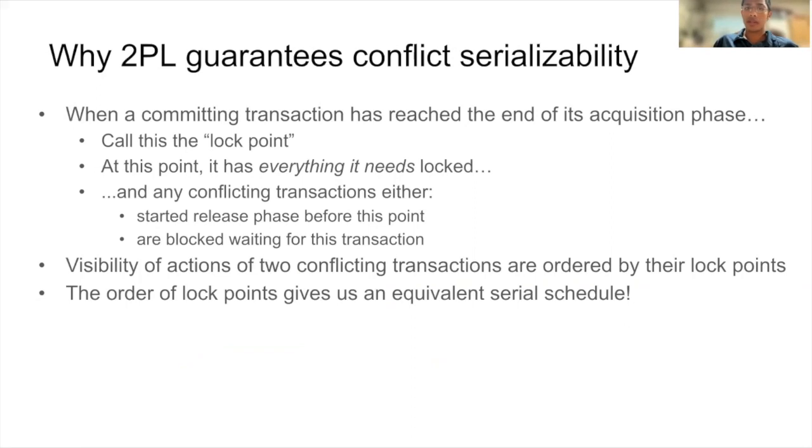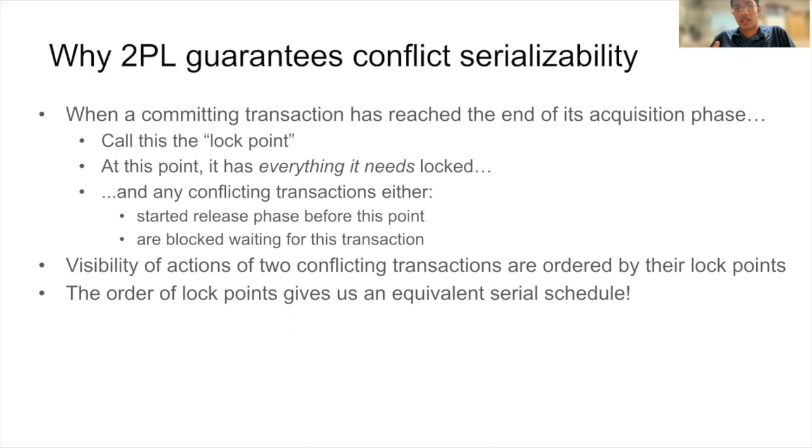So if you think about it, the visibility of the actions of two conflicting transactions to the database, well, you could kind of construct an ordering of transactions according to their lock points. And the order of the lock points is going to give us an equivalent serial schedule.